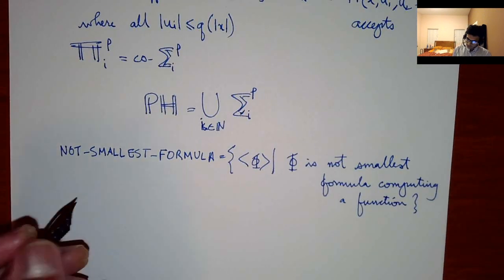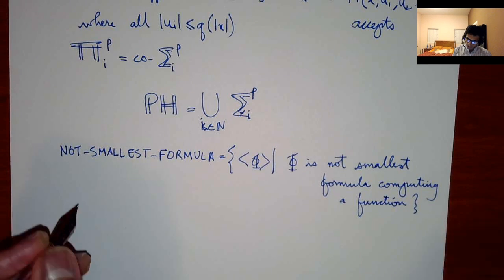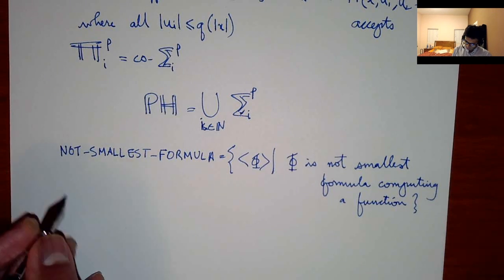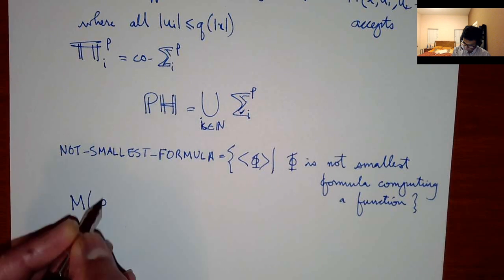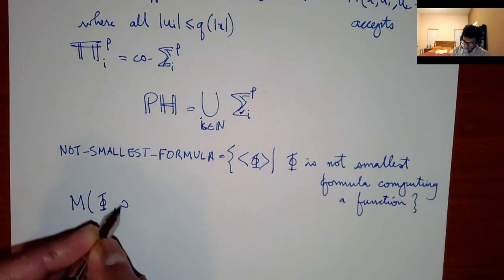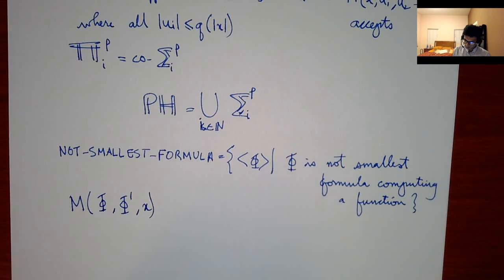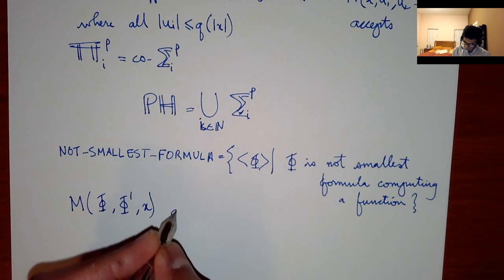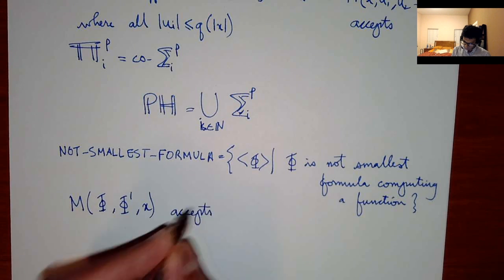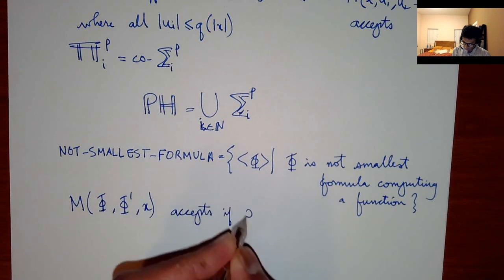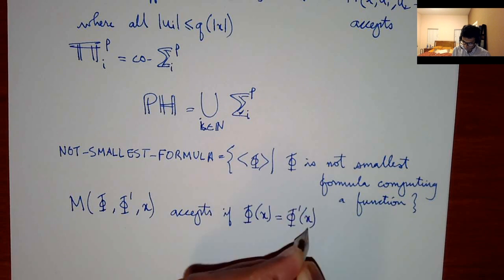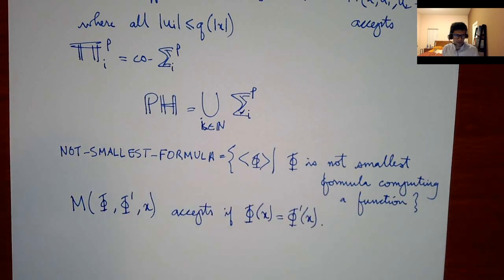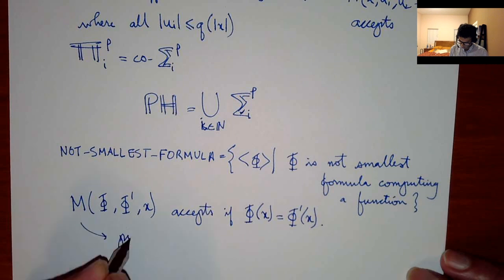What is M going to do? So M is actually going to do something really simple. M is going to take inputs phi, phi prime, and x, and M accepts if phi of x is equal to phi prime of x. So clearly M is polynomial time.